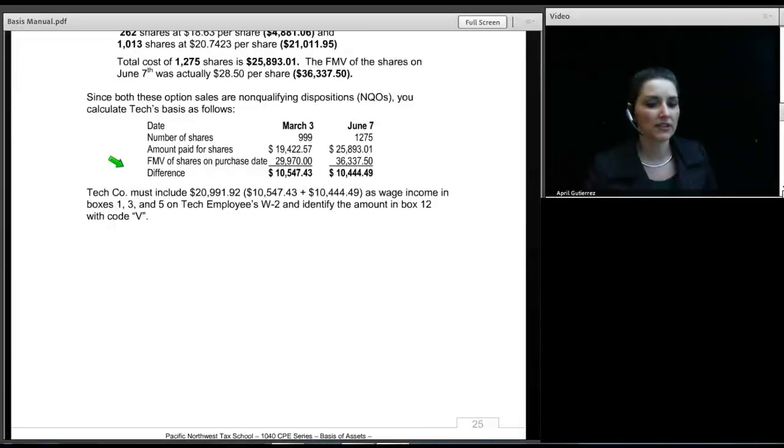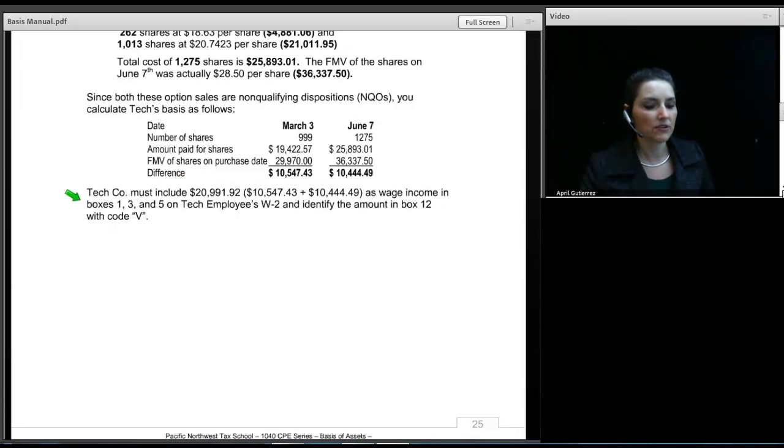Since both these option sales are non-qualifying dispositions, or NQOs, you calculate Teck's basis as follows. We go with the number of shares, the amount paid for the shares, the fair market value, and calculate the difference. $10,500 profit on the 999 shares, and a $10,400 profit on the 1,275 shares. The total of those two numbers is $20,991.92, and that has to be added to his income as wage income.